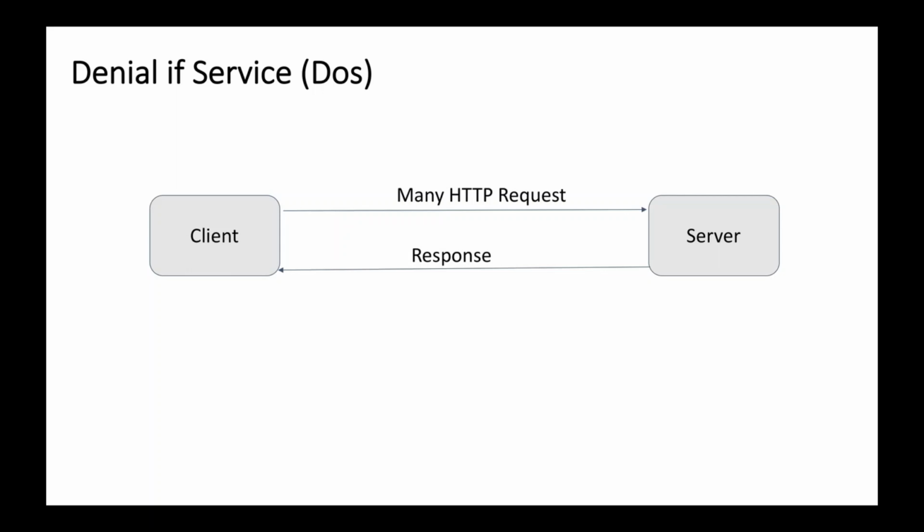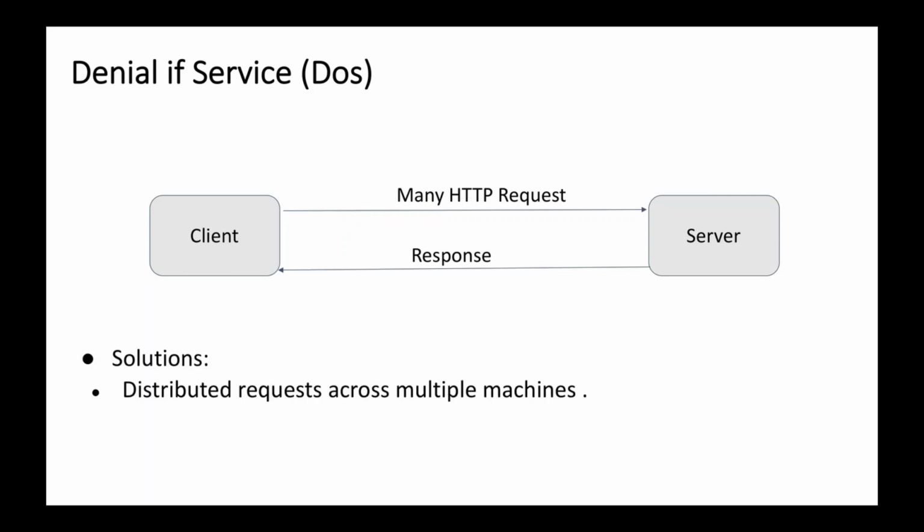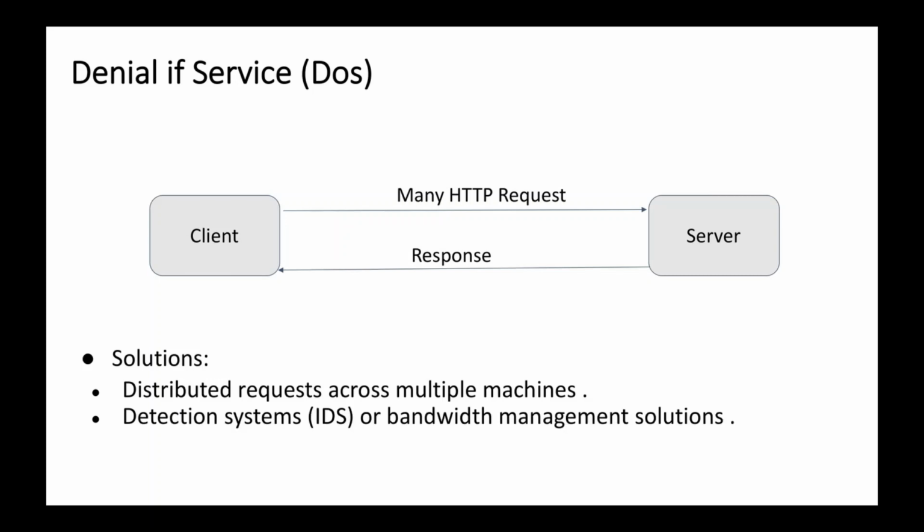I'm not able to serve you anymore. Unfortunately, this is a really popular problem and really hard to solve in the real world. So there are two solutions to this problem. Either distribute the requests across multiple machines, like you have multiple machines, and when a request comes, you distribute them. That's what big companies do, like Google and Amazon and so on. Or define your detection system. What a detection system does is detect if there are many requests coming from a specific client, and try to block it.